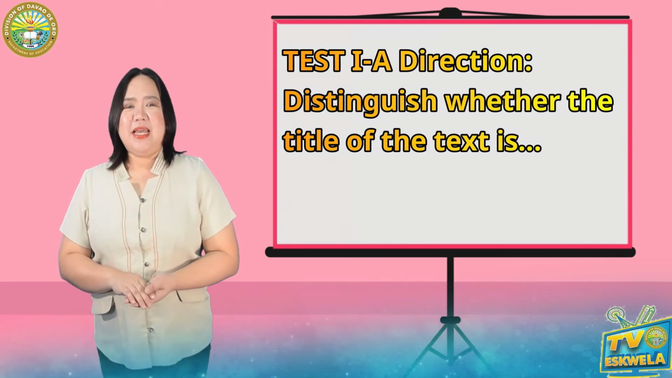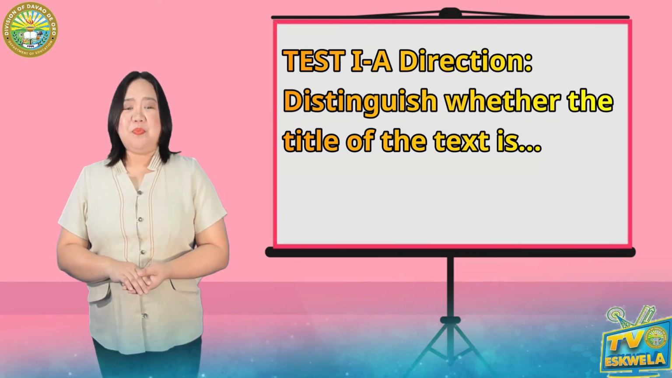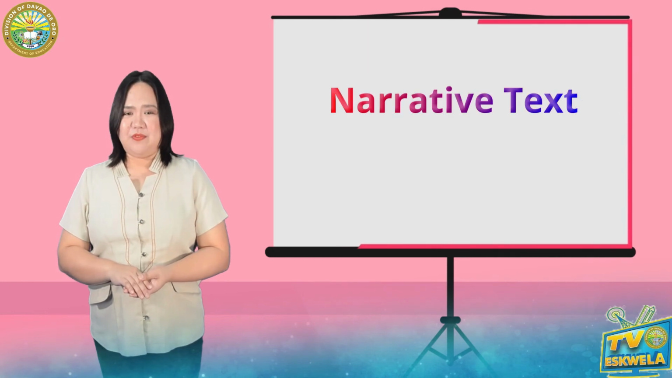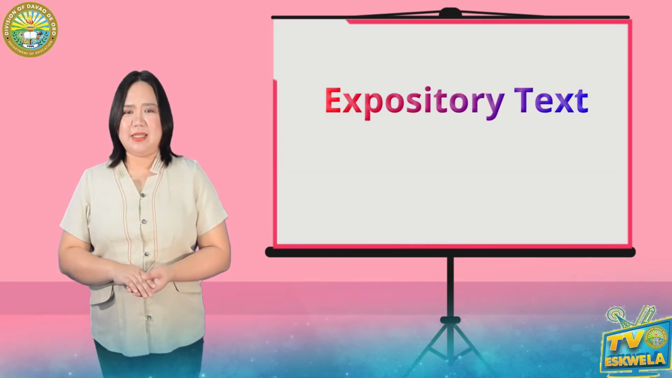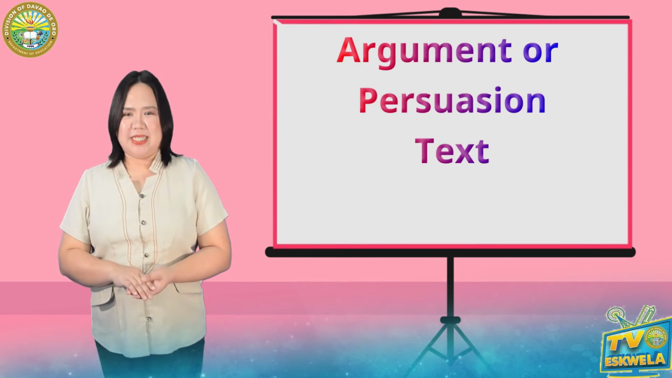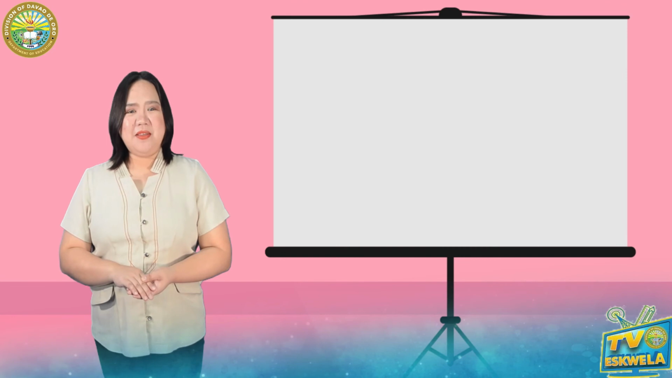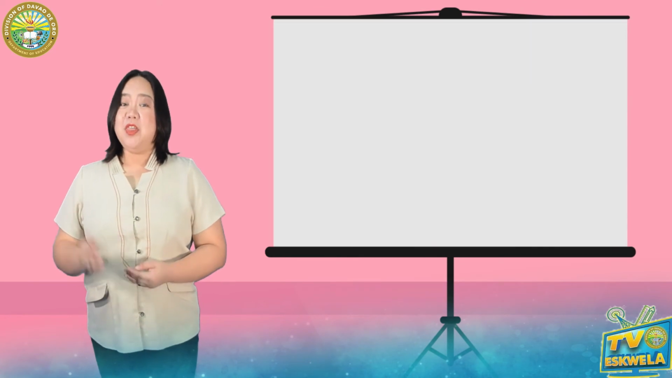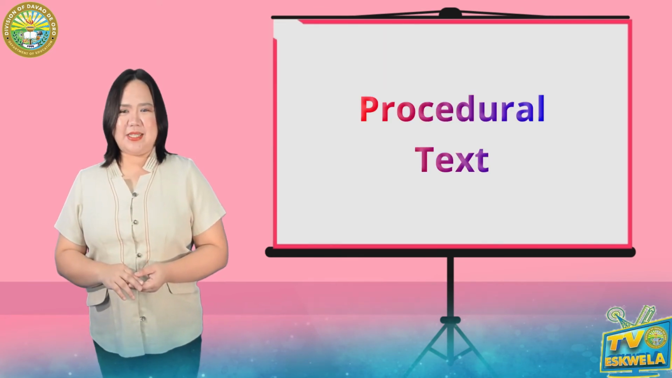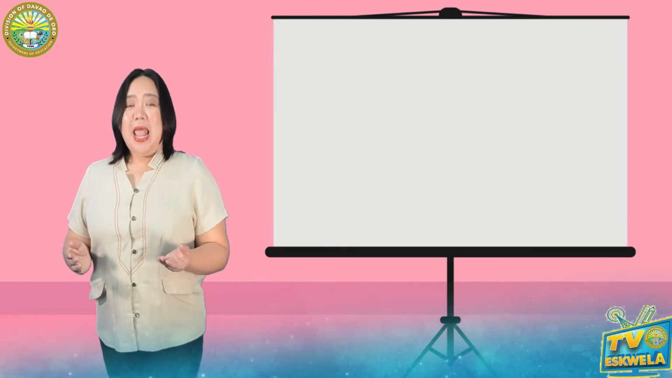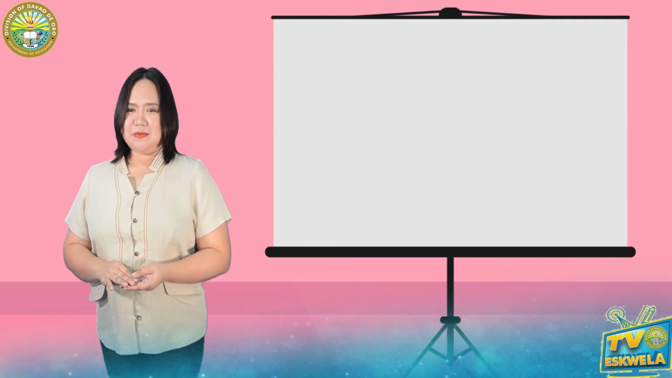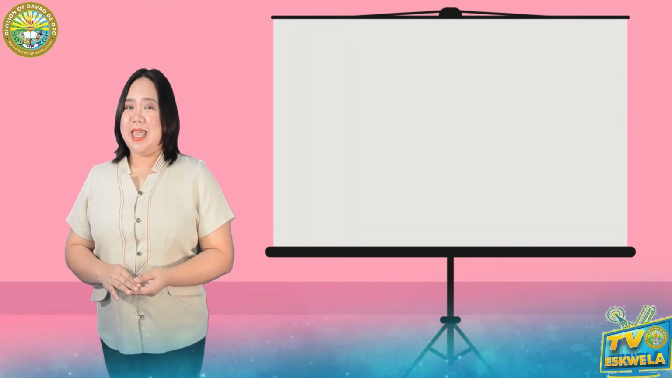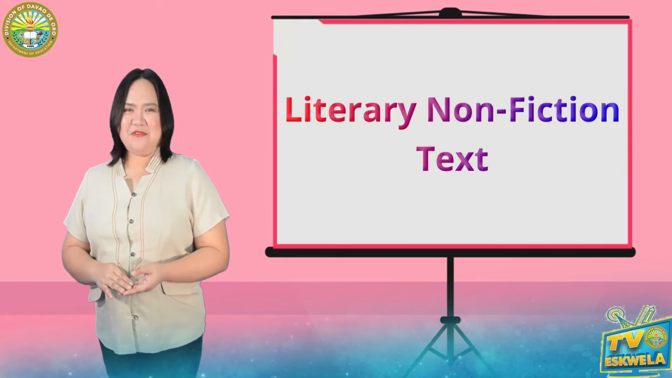Test 1A. The direction: distinguish whether the title of the text is literary nonfiction text, narrative text, expository text, or argument or persuasion text. Number 1, the correct answer is literary nonfiction. Number 2, procedural text. Number 3, literary nonfiction. Number 4, narrative informational text. And lastly, number 5, literary nonfiction.